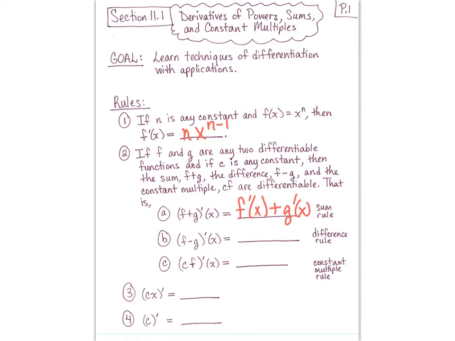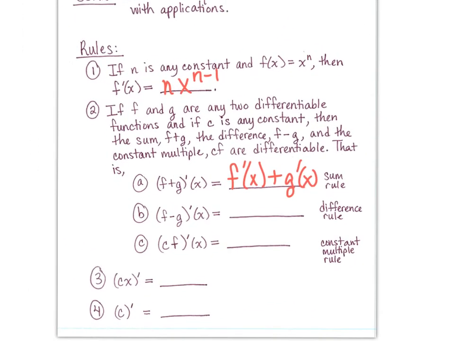The derivative of the difference is equal to f prime of x minus g prime of x. C is a constant, so the derivative of c times f is equal to c times f prime of x. So in other words, constants play nice with derivatives. That's the constant multiple rule.